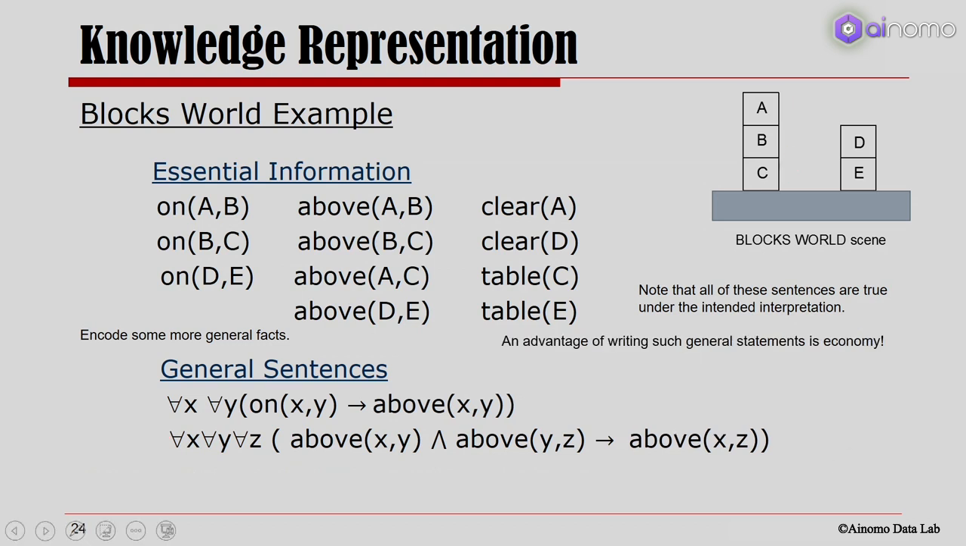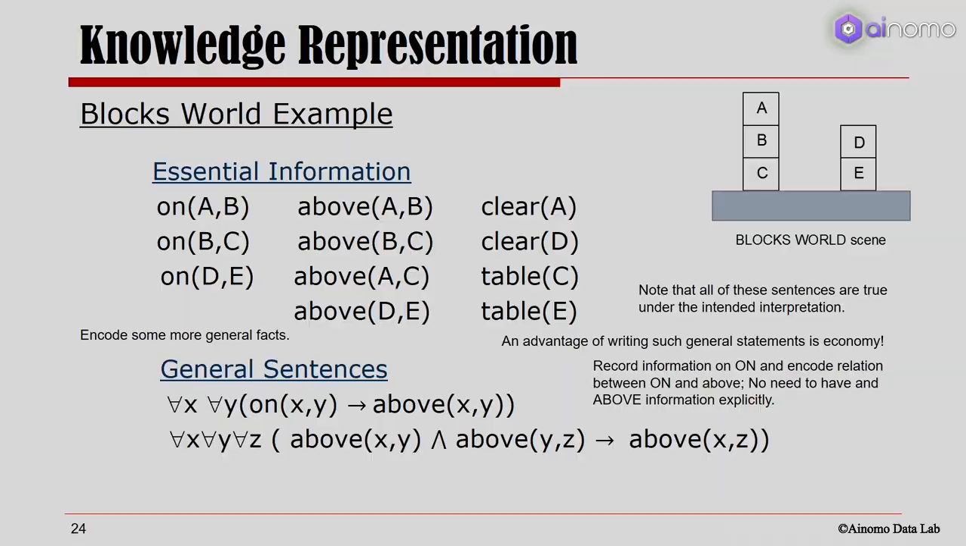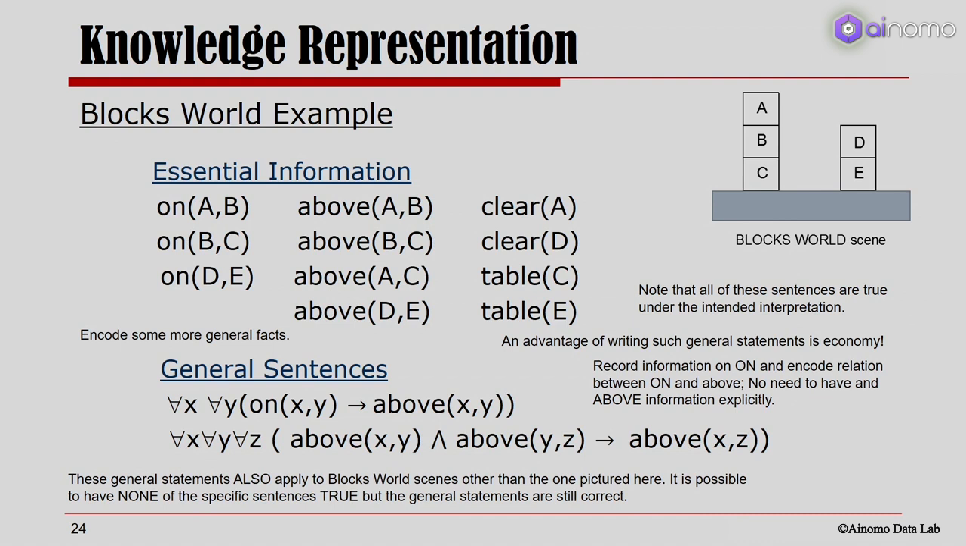An advantage of writing such general statements is, of course, economy. We need not write all the essential information explicitly. Things could be found out from the given set of facts and the general sentences that I have here. We could record information on and encode relation between on and above, and we can then avoid having above information explicitly stated. These general statements, if you have by this time realized, are not restricted to the blocks world scene that I am taking here. It is possible to have none of the specific sentences that we have for the blocks world scene true, but still the general statements that I have here would be correct.